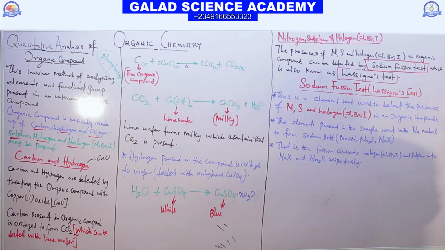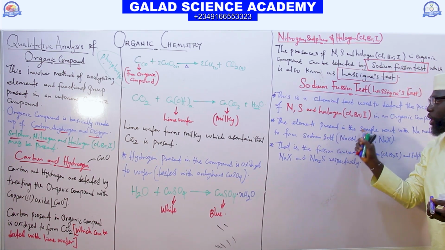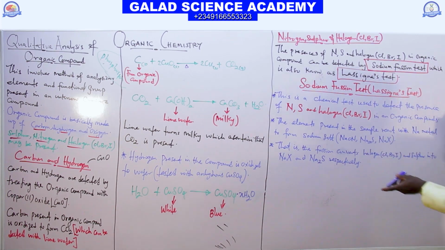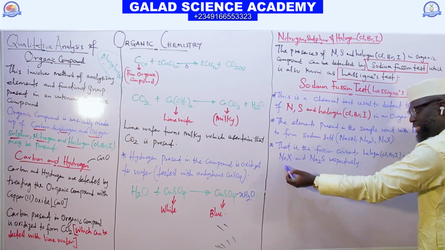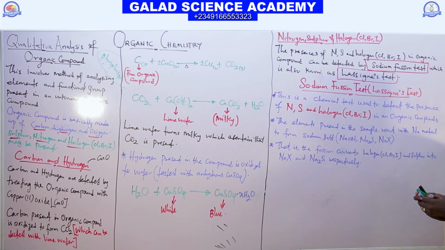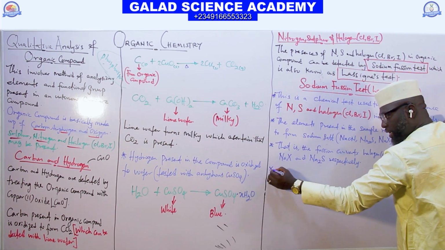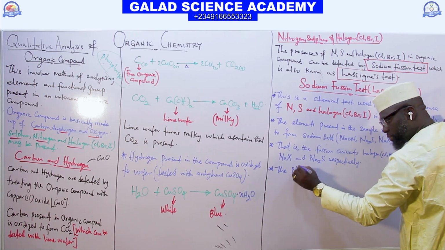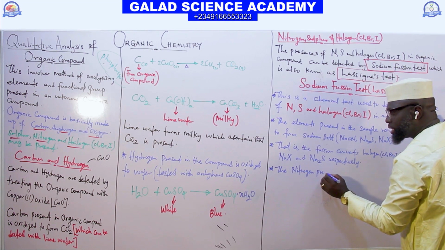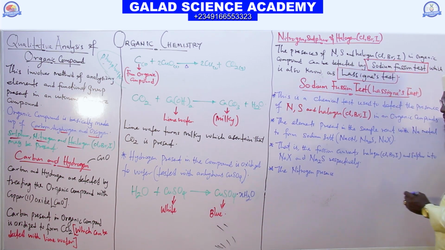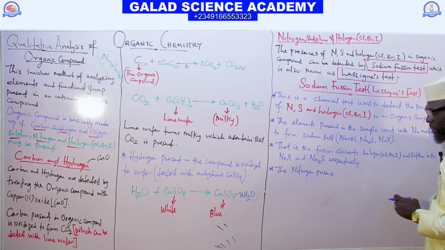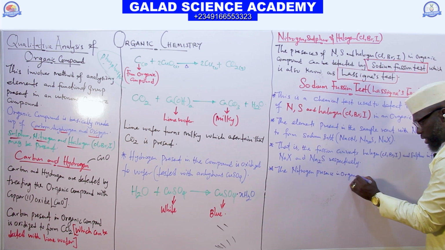So when you heat sodium metal with an organic compound that contains these, the sodium will convert the halogen to sodium halide, and the sulfur into sodium sulfide. And the last one, it will convert the nitrogen present in the organic compound into cyanide.